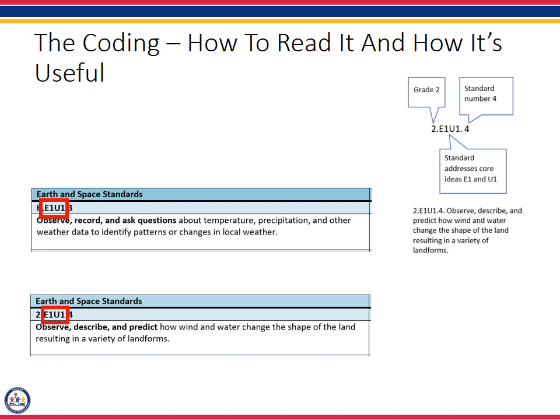Next, you will notice a sequence of letters and numbers. Shown here are E1 and U1 in the example. This is the connection between knowing science, core idea E1, and using science, core idea U1. The last item is a number, and in this example, it's number 4. This tells us that this is a second grade's fourth standard.